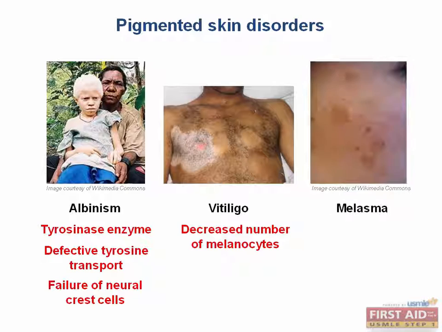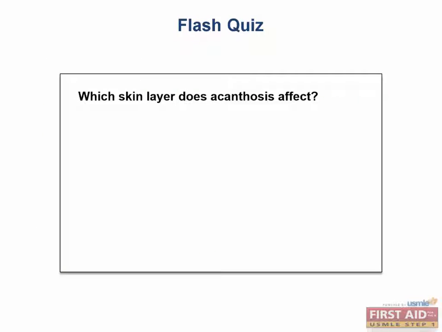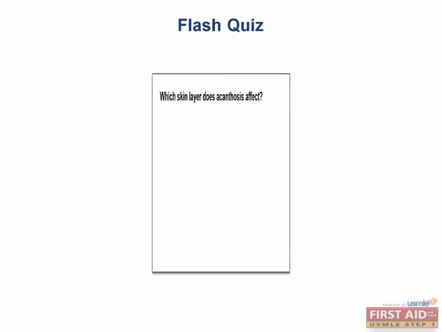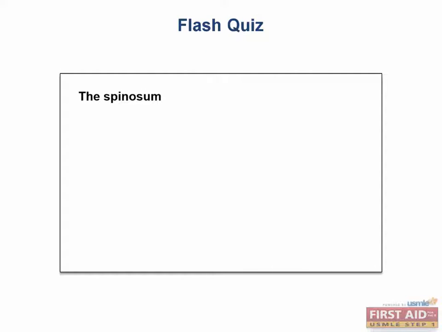A final skin pigmentation disorder is the one seen in pregnancy, which is called melasma, or the mask of pregnancy. What else might cause melasma? You often will see this in patients with OCP use, indicating the role of hormones in this hyperpigmentation. Flash quiz. Which skin layer does acanthosis affect? The stratum spinosum.